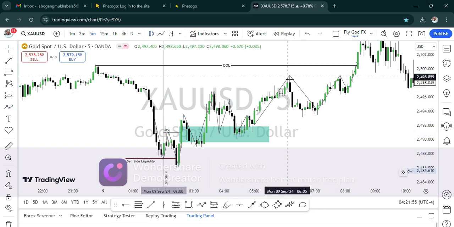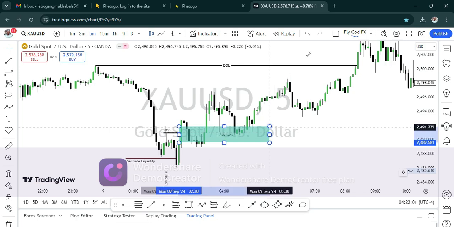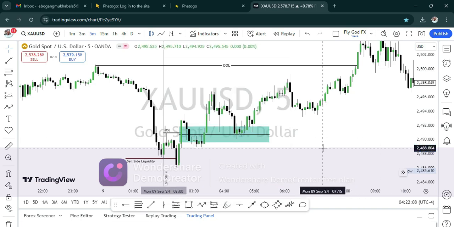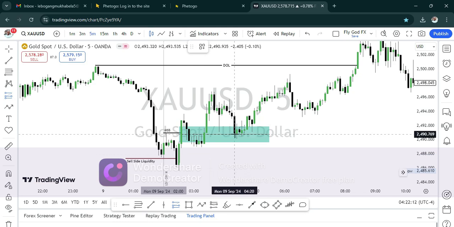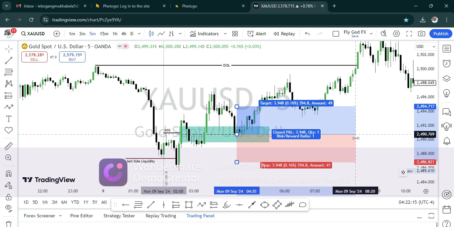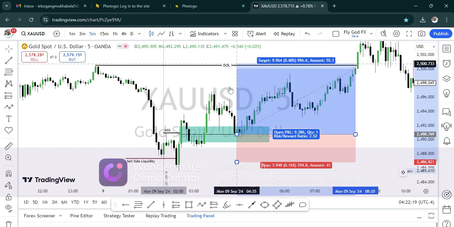So normally when I get a move like this, let's say I get it in London, I no longer want to take another move in New York. Why? Because I don't know. You have to pay the trader.